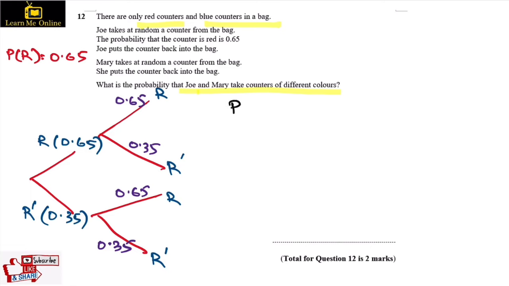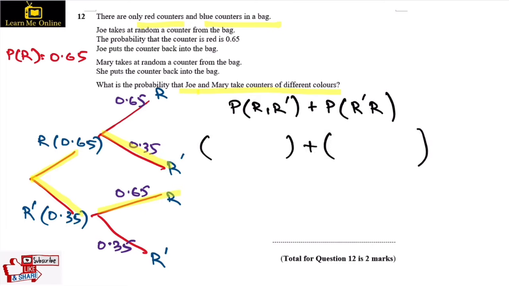Now we need to work out the probability that they take different counters. So you're finding the probability for red and then not red, or not red and then red. Because this says both should be of different colors, we take into account both cases. The first case would be 0.65 times 0.35. The other one would be 0.35 times 0.65. You multiply them together and add afterwards.